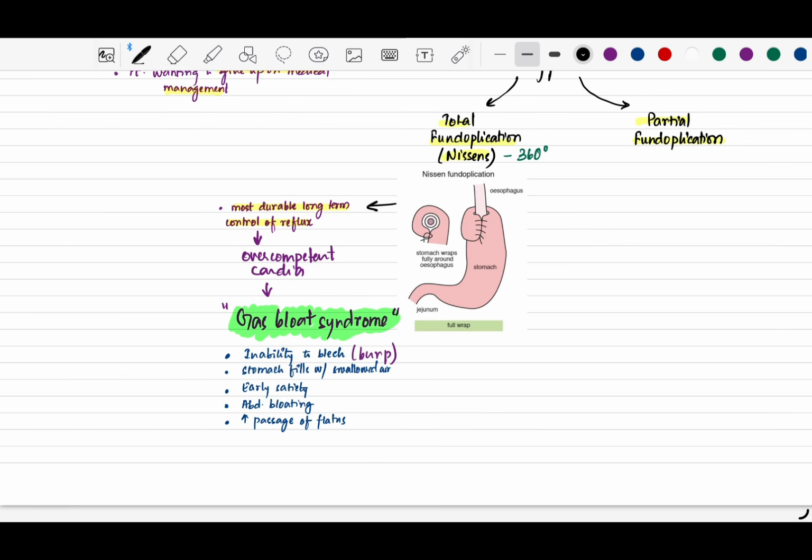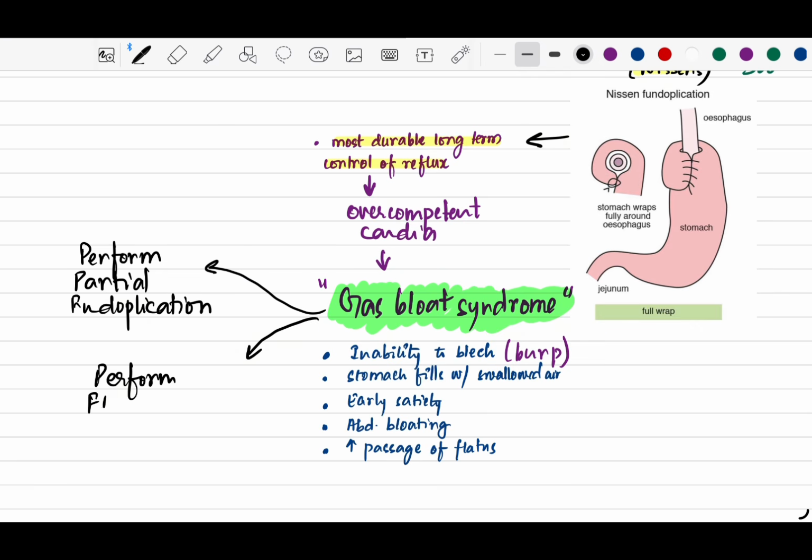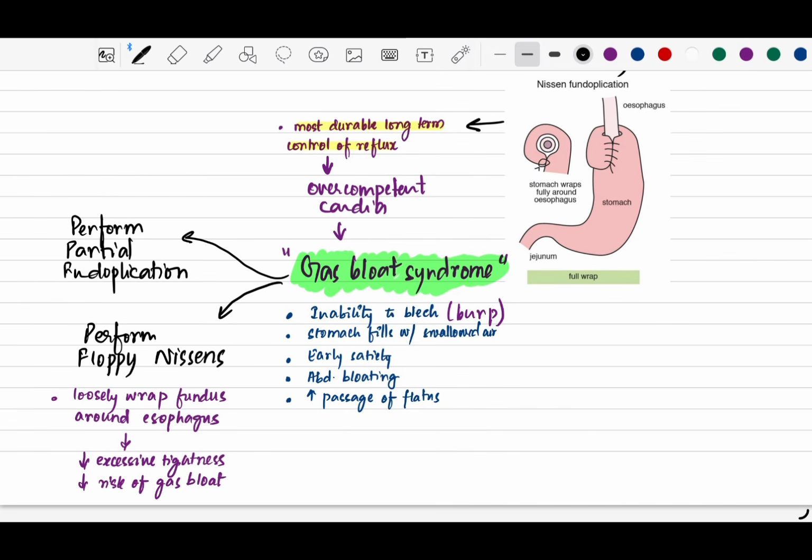Now gas bloat syndrome can be avoided in two ways. We can either perform a partial fundoplication, or we can perform a floppy Nissen's. Floppy Nissen's means that we are going to loosely wrap the fundus around the esophagus, and as a result it is going to result in decreased tightness and decreased risk of gas bloat syndrome.